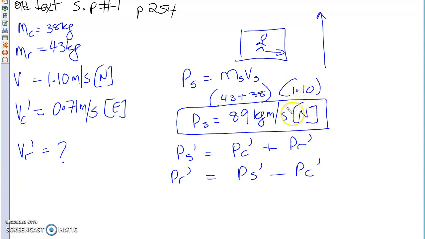Now remember these are vectors, so you remember vectors and what happens when we subtract vectors. Yes, I know, we don't like that stuff. So this is PS prime plus negative PC prime.